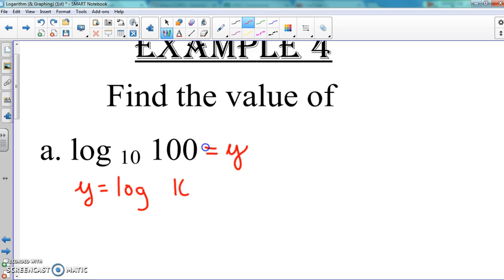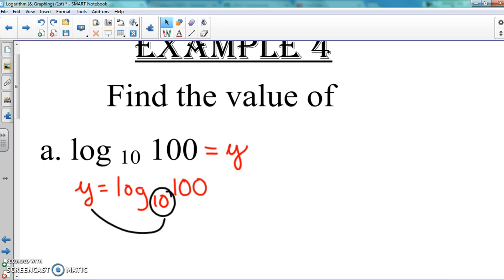So let's switch it all around and everything. We do this. And let's do our swoosh. Bring it around town. So let's go ahead and change it up. So we get 10 to the y power equals 100.